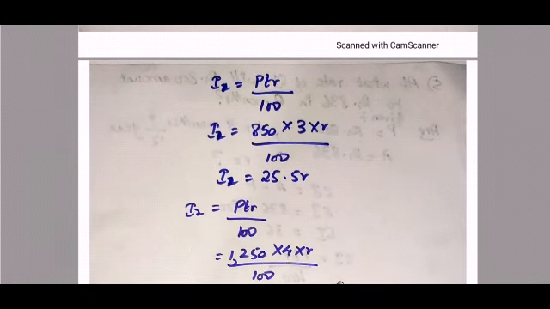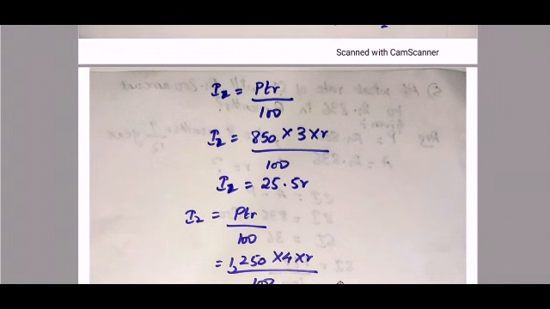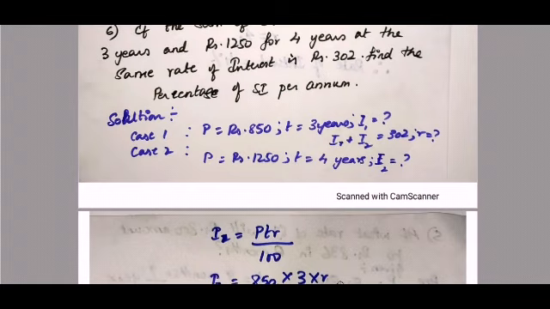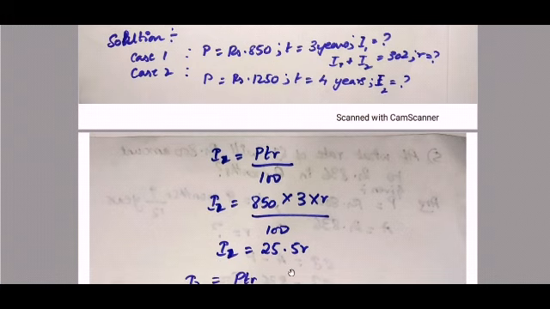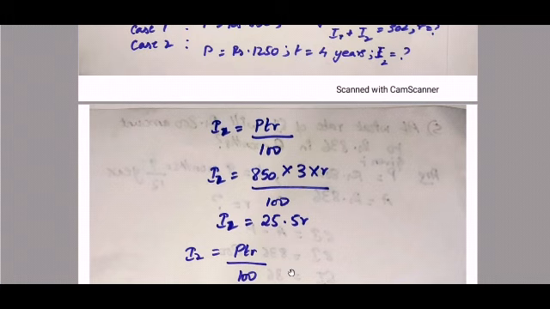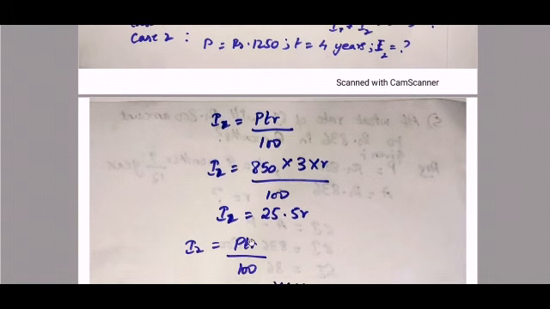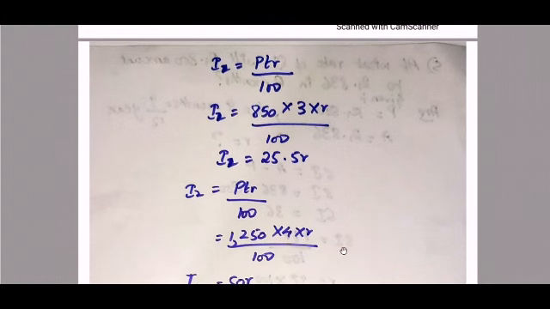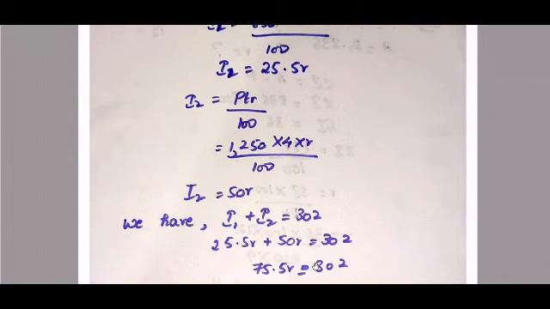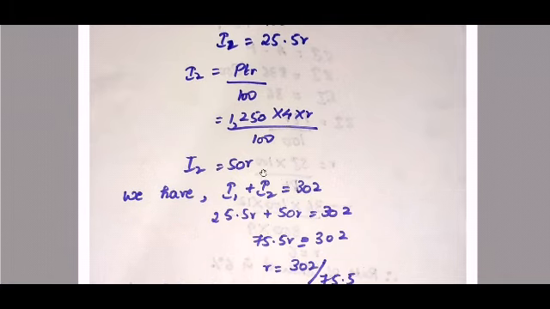So interest 1 and interest 2 is equal to PTR by 100. Interest 1 is equal to PTR, 850 into 3 years into rate of interest divided by 100. Interest 1 is equal to 25.5 R. And interest 2 is equal to PTR by 100, which is 1250 into 4 into R divided by 100. So interest 2 is equal to 50 R.